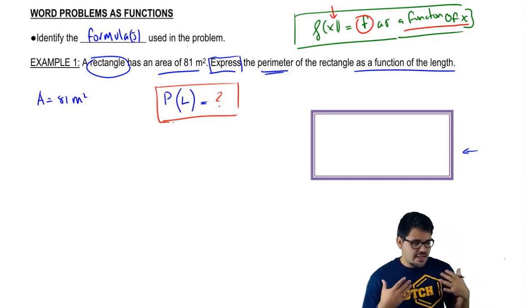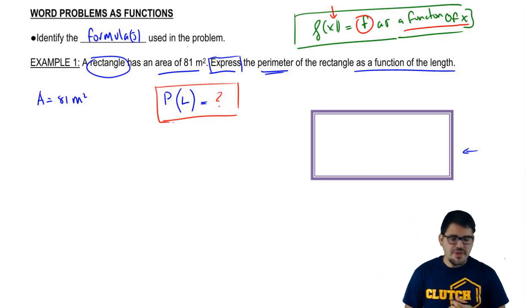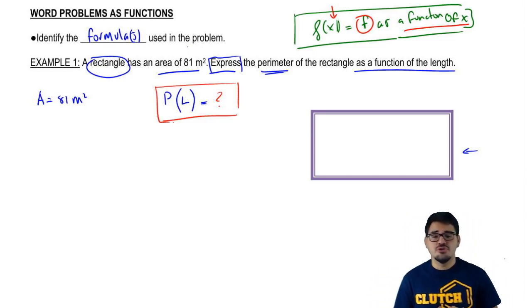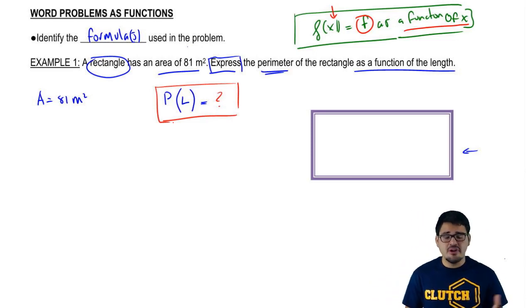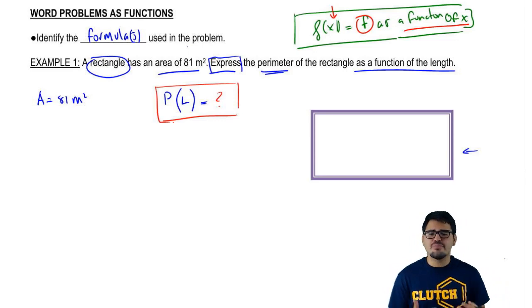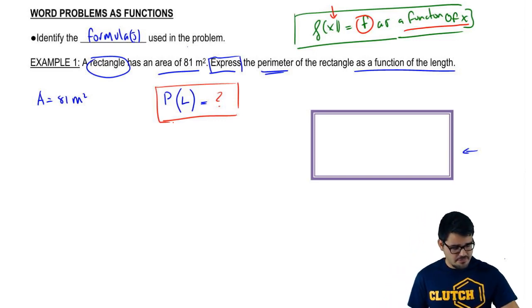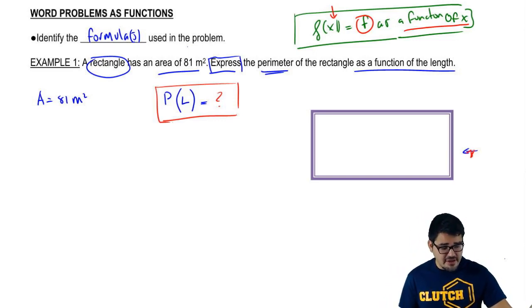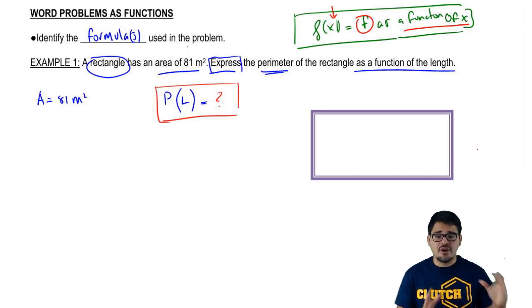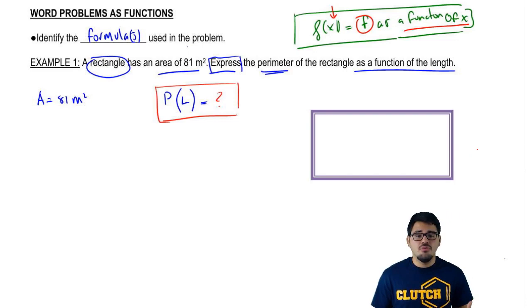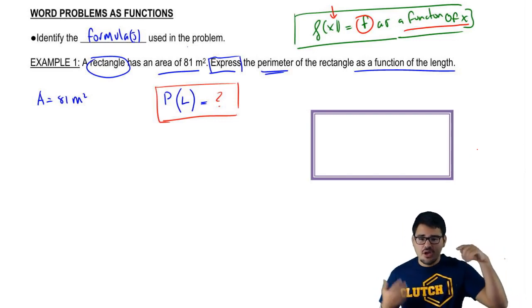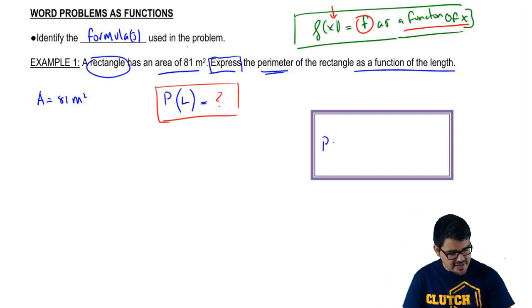Well, here's the deal. We need to identify the formulas used in the problem. So the first thing I'm going to do is find the perimeter as a function of length. Well, what is the perimeter formula? Perimeter changes depending on the figure, but in this case we're talking about a rectangle. So we know perimeter is normally the sum.